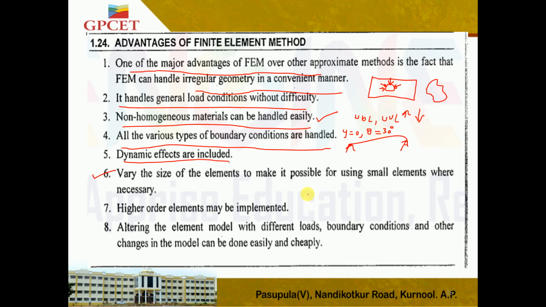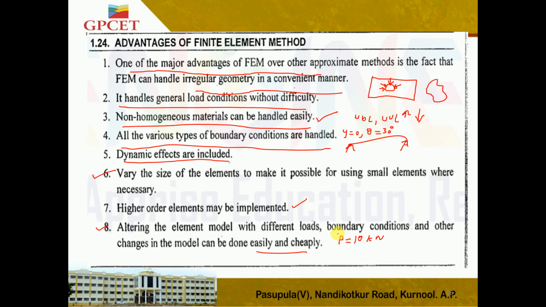We can implement higher order elements. The eighth advantage is that altering the element model with different loads, boundary conditions, and other changes in the model can be done very easily and cheaply. What does this mean? It means we can easily alter the different loads. Let us say you have P equal to 10 kilonewton, then we can easily replace the 10 with 100 kilonewton.